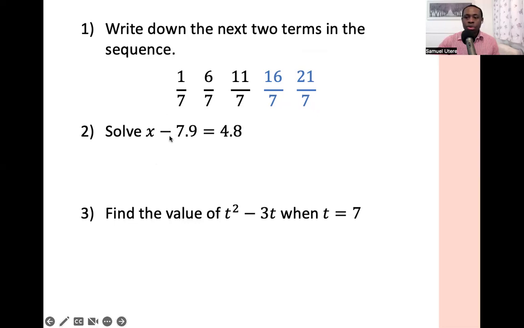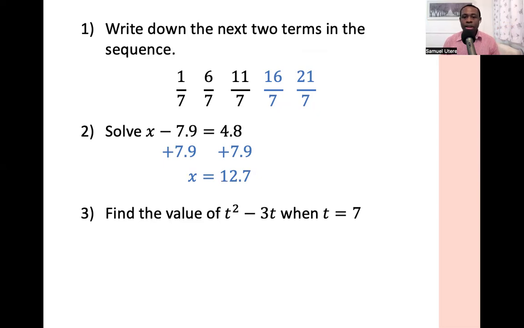For this one, I'm sure you remember how we solve equations. To solve an equation, our aim is to make the x stand on its own. The thing that is preventing the x standing on its own so that we can have x equal to a value is subtracting 7.9. Well, to get rid of it, we have to do the inverse of subtracting 7.9, which means we have to add 7.9. But remember, whatever we do to one side, the left side of the equation, we have to do it to the right-hand side of the equation. So in this case, we'll have 12.7.